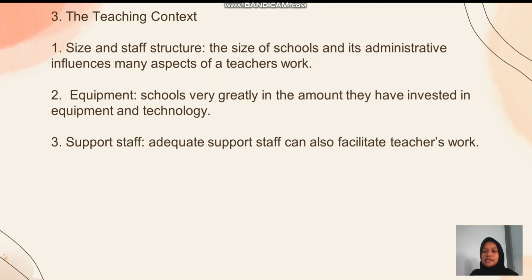Next, the teaching context. 1. Size and staff structure. The size of schools and its administration influence many aspects of a teacher's work. 2. Equipment. Schools vary greatly in the amount they have invested in equipment and technology. 3. Support staff. Adequate support staff can also facilitate teachers' work.